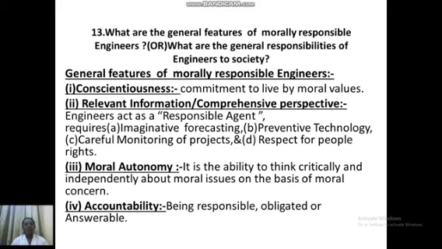13th question. What are the general features of morally responsible engineers? Or what are the general responsibilities of engineers to society? They are conscientiousness, that is commitment to live by moral values, relevant information or comprehensive perspective. For engineers to act as responsible agents requires imaginative forecasting, preventive technology, careful monitoring of projects and respect for people's rights. Then moral autonomy, it is the ability to think critically and independently about moral issues on the basis of moral concern. Then accountability, that is being responsible, obligated or answerable.